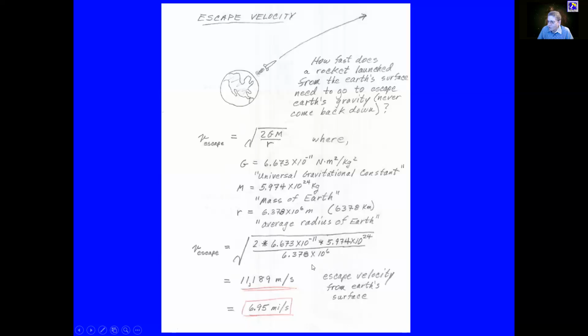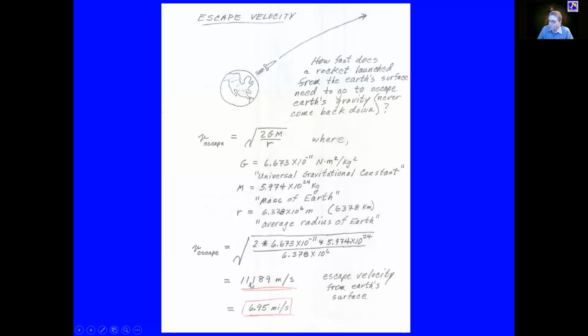So if you plug those numbers in and respect the units that I talked about up here, and you punch that in on your calculator, you come up with a number here of 11,189 meters per second. This is the velocity that you would have to launch a rocket from the surface of the Earth to escape the Earth's gravity altogether. And this is essentially the speed that the Apollo astronauts achieved in order to go to the moon. It's a stupendously high rate of speed, 11,189 meters per second.